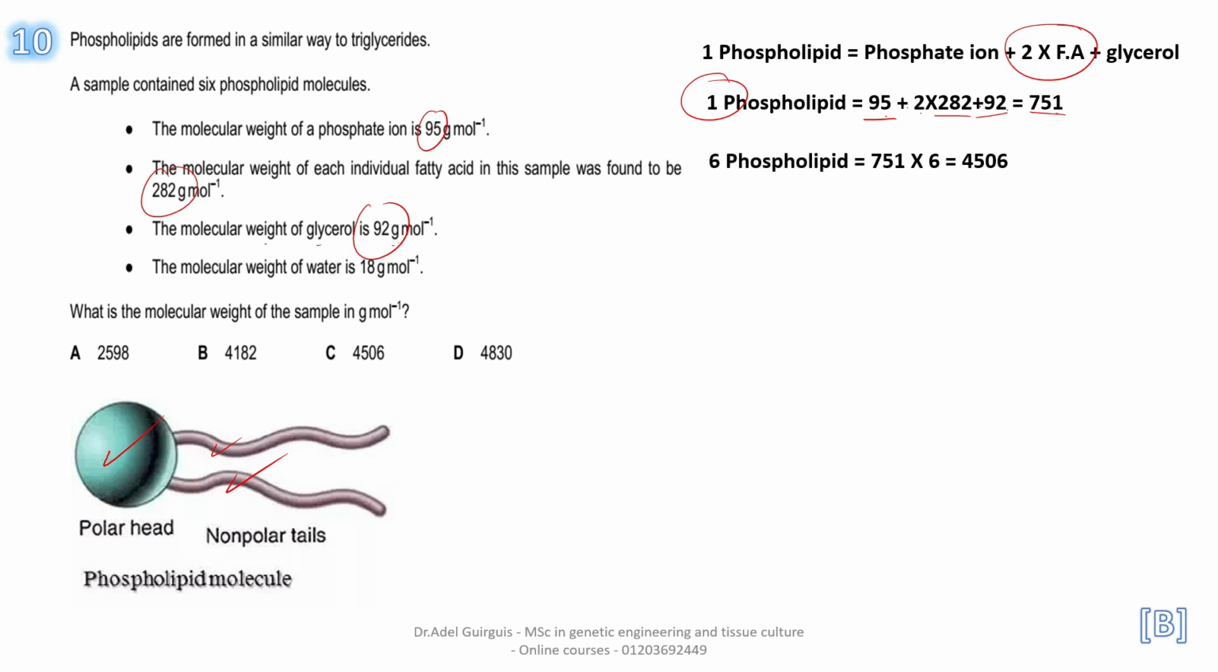6 phospholipid molecules equal 751 times 6 equals 4506. Okay? Then, what about water? Where is water here? During synthesis of phospholipid, we synthesize this phospholipid by condensation reaction, by removal of water molecules. But how many water molecules are removed to synthesize one phospholipid molecule or 6 phospholipid molecules?